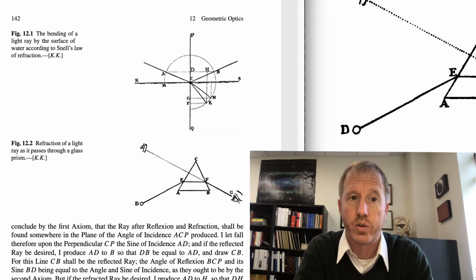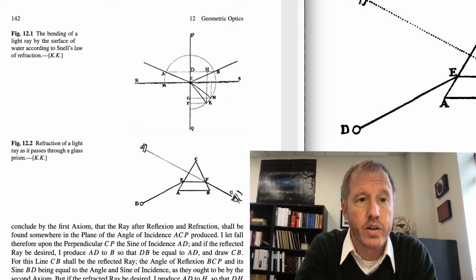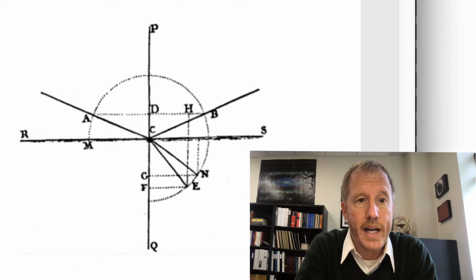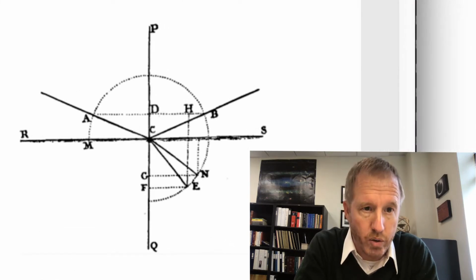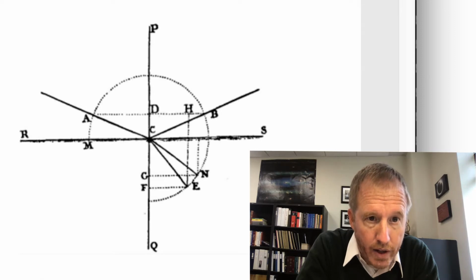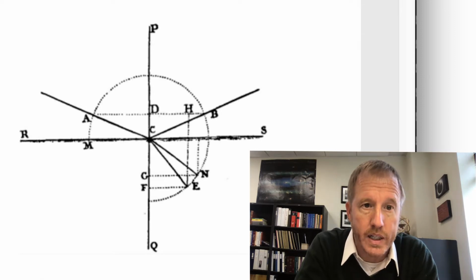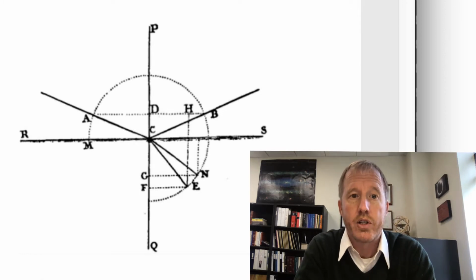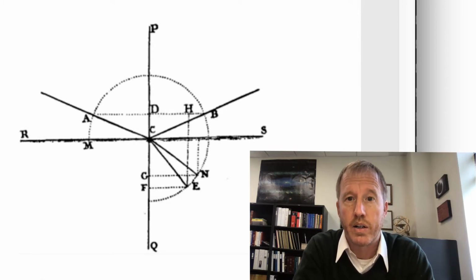That was explained in figure 12.1 on page 142, where, just to remind you, in that figure, if a light ray is traveling along from A to C, and it strikes the surface of water, which is represented in this diagram by RS, then after having done so, it bends. That is, it follows a new path. It goes from A to C and then down to point E, so it bends toward the normal. And the specific amount of bending depends on the type of material from which it comes and into which it goes. So in that last lecture, we explained how Newton used this diagram to explain his law of refraction.